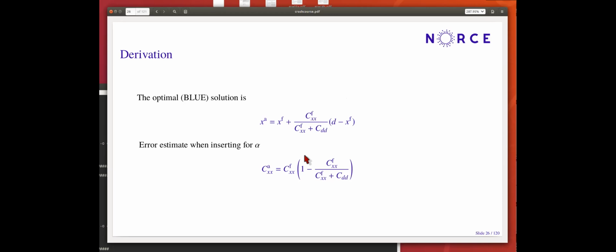Okay, that's good. So I have this optimal BLUE estimator, and I also can evaluate it. You can recognize this equation as the Kalman filter for a linear scalar problem.